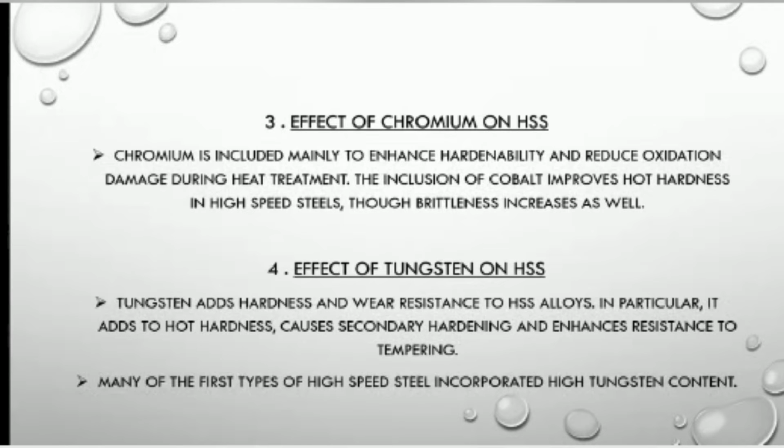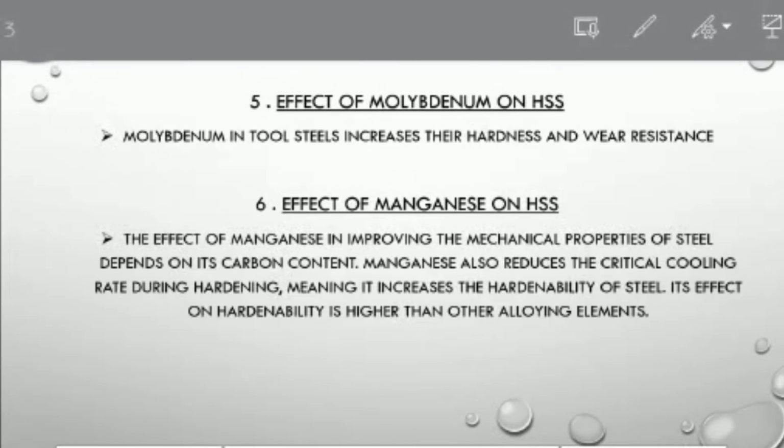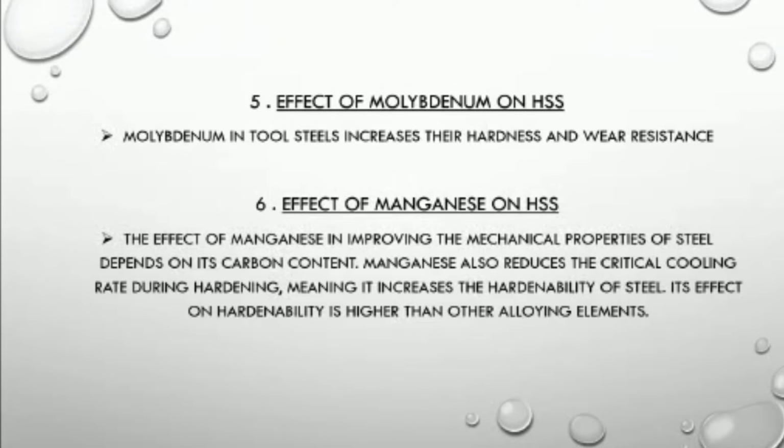The fourth one is the effect of tungsten on HSSs. Tungsten adds hardness and wear resistance to HSS alloys. In particular, it adds to hot hardness, causes secondary hardening, and enhances resistance to tempering. Many of the first types of high-speed steel incorporated high tungsten content. The fifth one is the effect of molybdenum on HSSs. Molybdenum in tool steels increases their hardness and wear resistance.